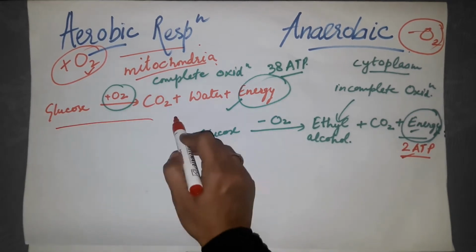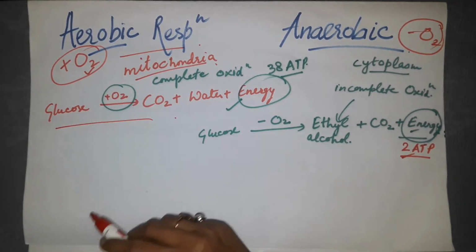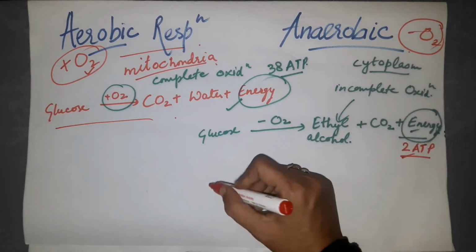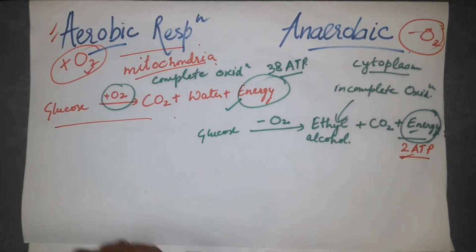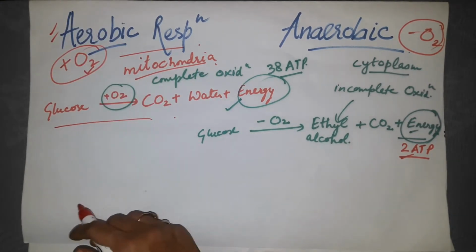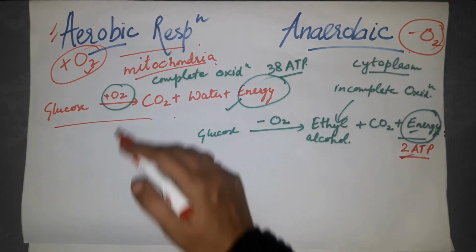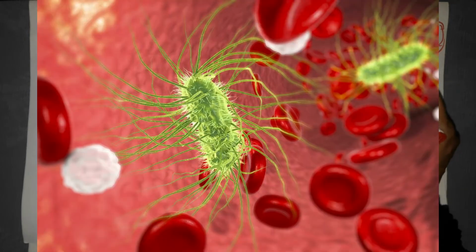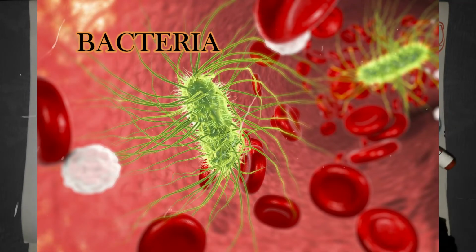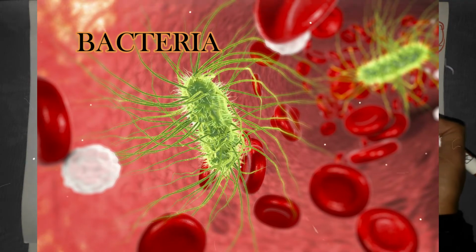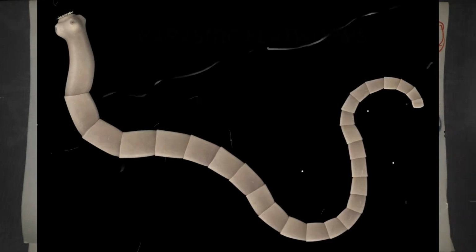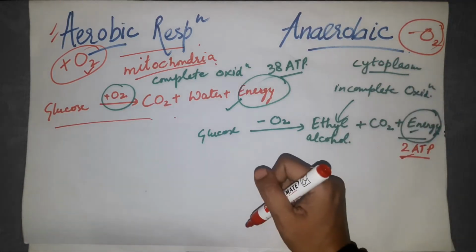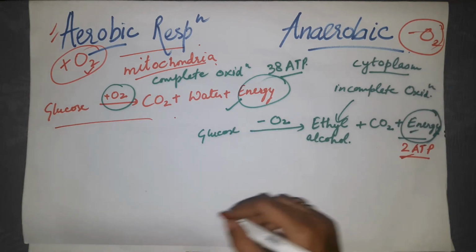And the animals and plants which are dependent on aerobic respiration are known as aerobes, whereas those who are dependent on anaerobic respiration are known as anaerobes. Most of the multicellular animals and the plants are dependent on aerobic respiration. Whereas a few single-cell organisms, some bacteria, yeast and parasitic flatworms do anaerobic respiration. That means they can survive well in the absence of oxygen, and they are known as anaerobes.